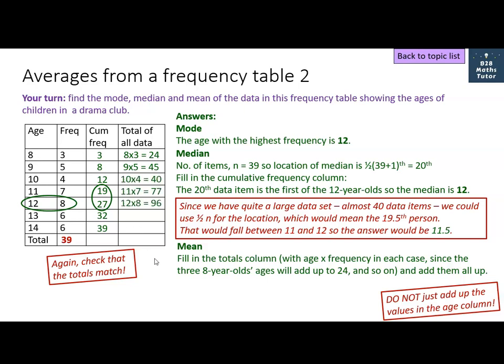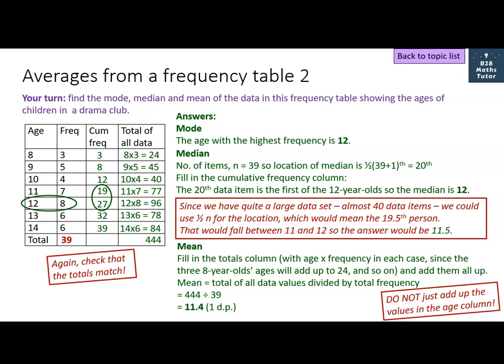So work out the rest of them. Add them all up, and you get a total of 444. The mean is the total of all the data values divided by the total of all the frequencies. So that is 444 divided by 39, which gives 11.4 to 1 decimal place.